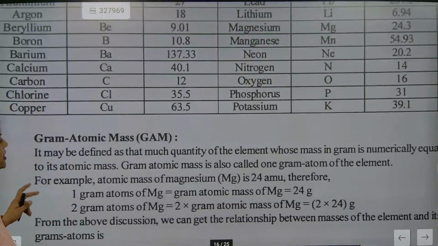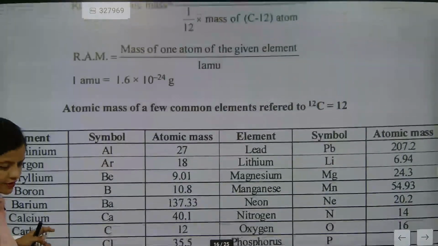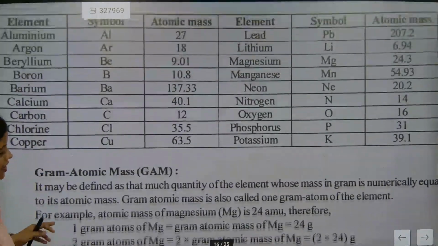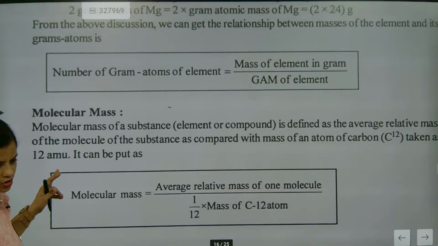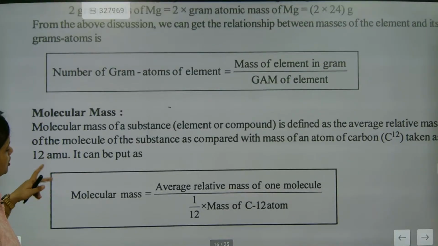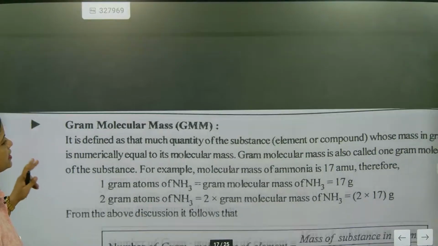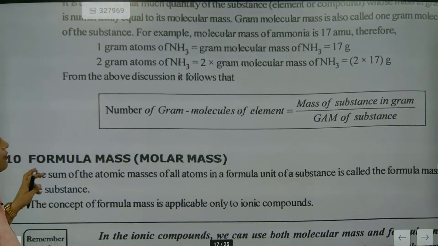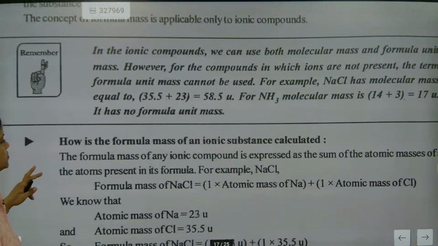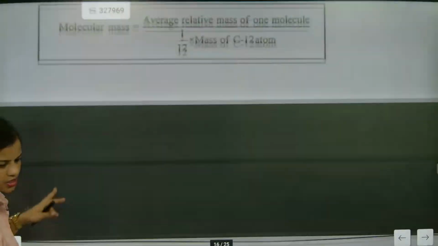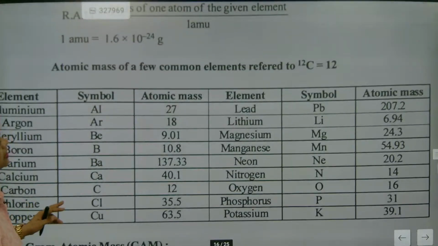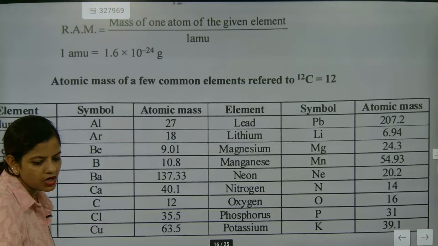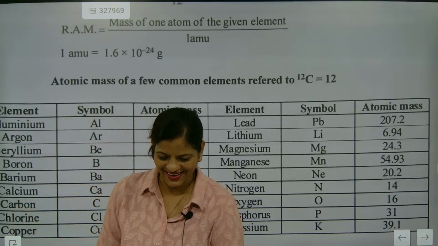Once you understand gram atomic mass and relative atomic mass, my work will be over. After that you will teach others. Now molecular mass we have to finish. Molecular mass is one topic, and then gram molecular mass, and formula mass, that is molar mass. This was the last concept. So in one more class we are going to finish this part, beta. This section I'm going to teach in the next class. One more last class. Bye.